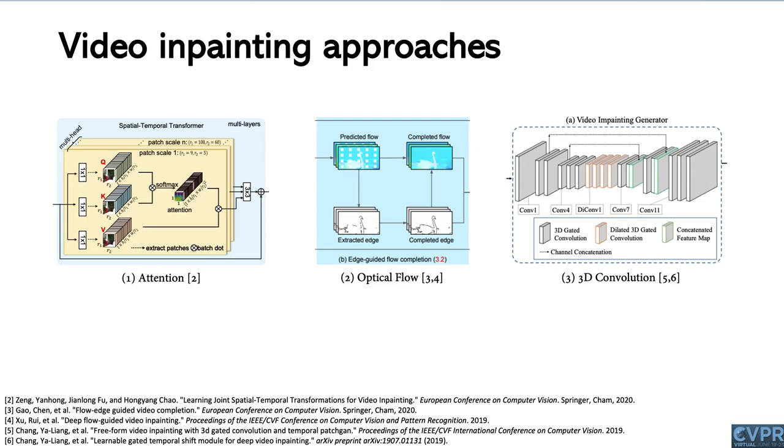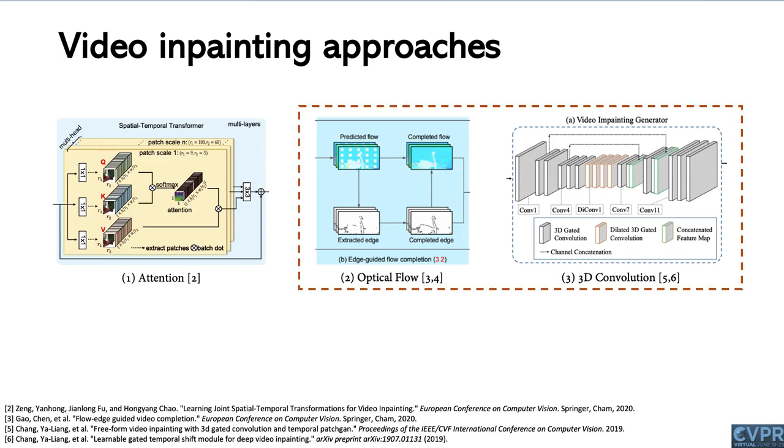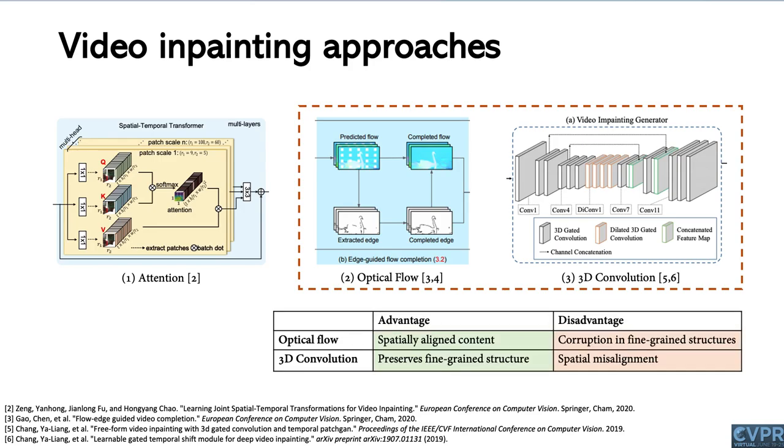There are three major directions on how to find correspondence from neighbor frames, including attention, optical flow, and 3D convolution. In this paper, we take a combination of the last two directions. The major advantage of the optical flow approach is accurate spatial alignment, but it suffers from preserving the fine-grained structures as the error in flow will accumulate through propagation. In contrast, 3D convolution approach could preserve detailed structure but suffers spatial misalignment. In this paper, we combine 3D convolution with optical flow approach to benefit from their advantages while offsetting their disadvantages.